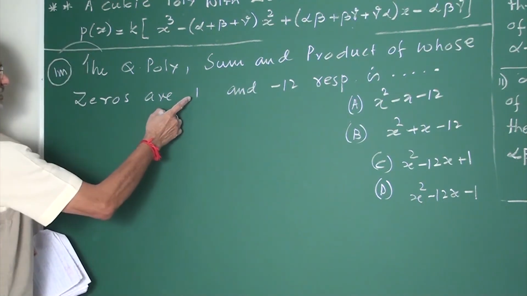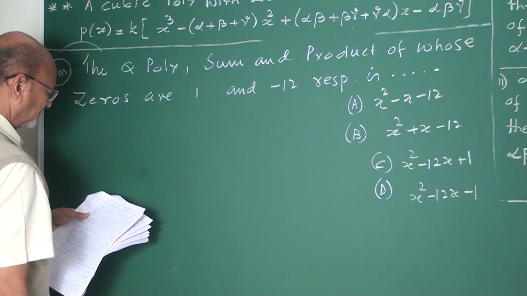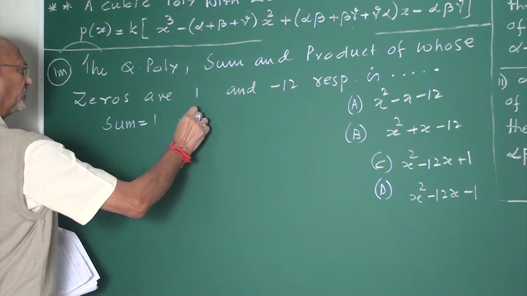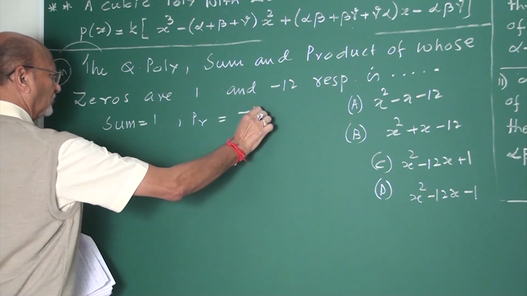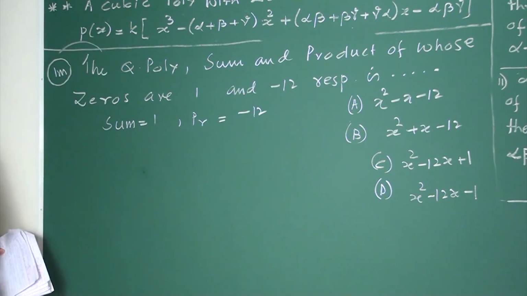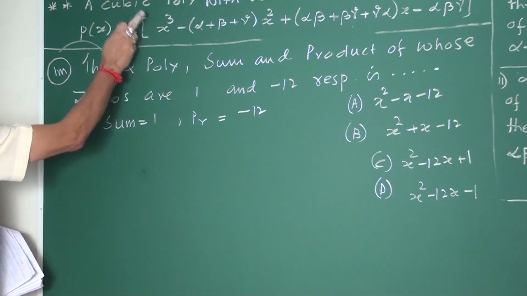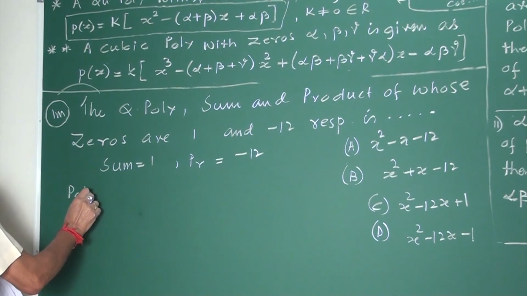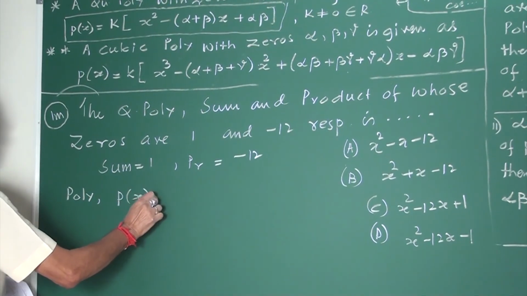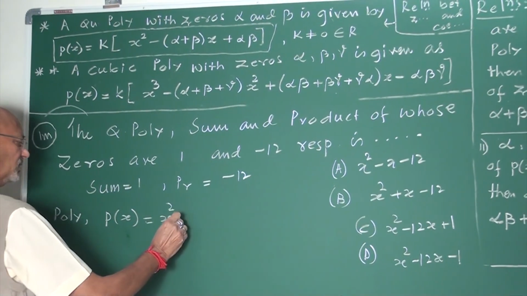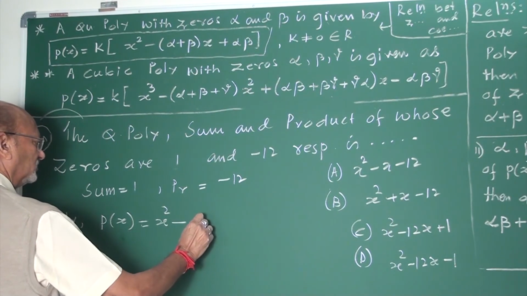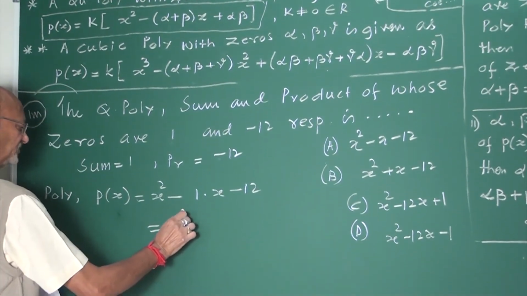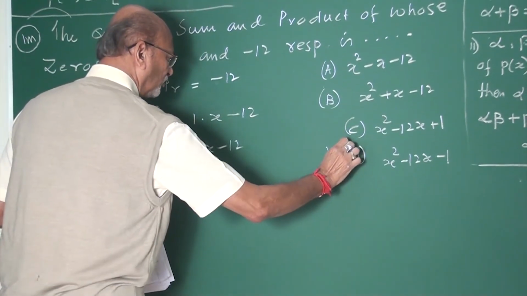One mark question. What is given? Sum is given, my friend. And product is given. What is product? Minus 12. Product is minus 12. Yes, my friends. When it is one mark question, you have to make use of direct guess. K is 1, my friends. Then the required polynomial Px equal to, my friend, x square, K is 1, minus the sum. What is sum? 1. 1 into x. Product. What is product? Minus 12. What is this, my friend? It is x square minus x minus 12.